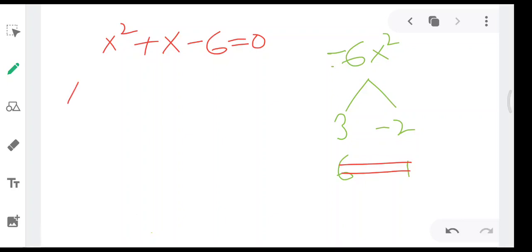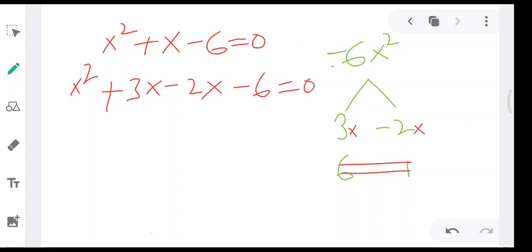So x square, what do I do now? I'll write the first term as it is. The second term, that is x, I'll write as 3x minus 2x. For 1x, can I write 3x minus 2x or not? Yes. So I'll add x here also. So 3x minus 2x is 1x, and 3 into minus 2 is minus 6. Again, if you want, you can split it: x into x plus 3 into x minus 2 into x minus 3 into 2.